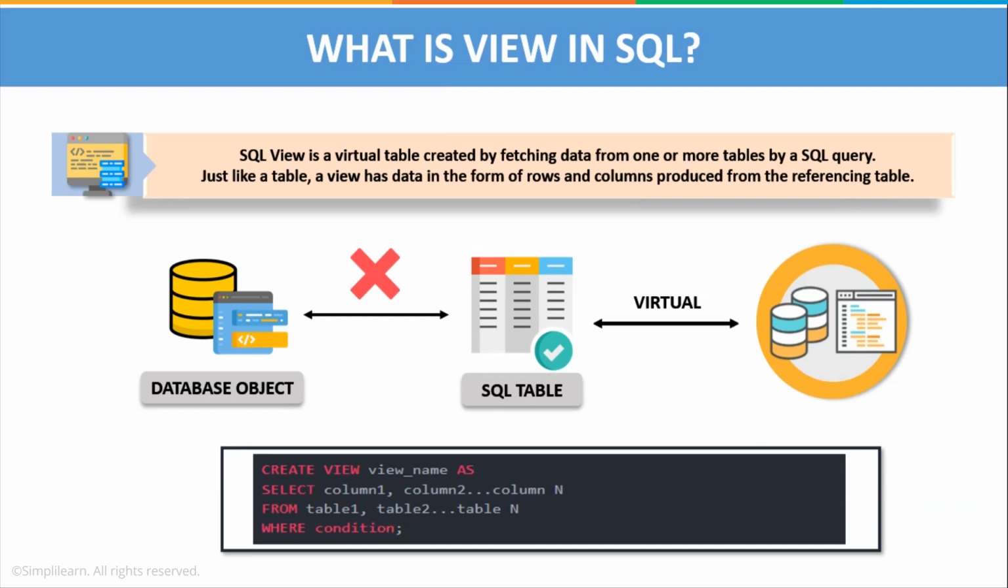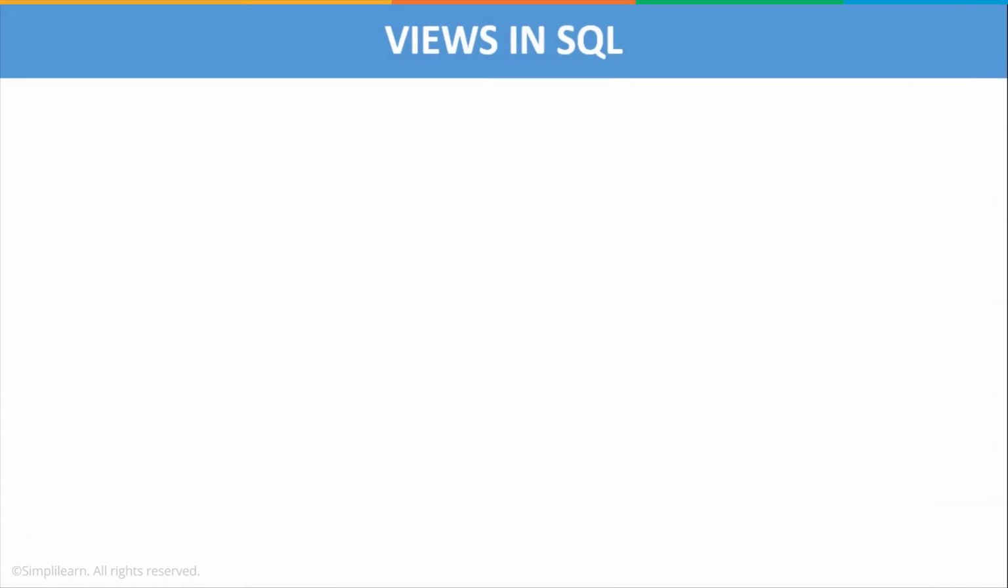Now CREATE VIEW is used at the start of the code to initiate the view, and then SELECT is used to decide which columns to pick from the tables. Now table1, table2, up to table n denote the names of the tables. However, you can work on a single table as well. Now WHERE is used to define the condition, which is used to select only a particular number of rows.